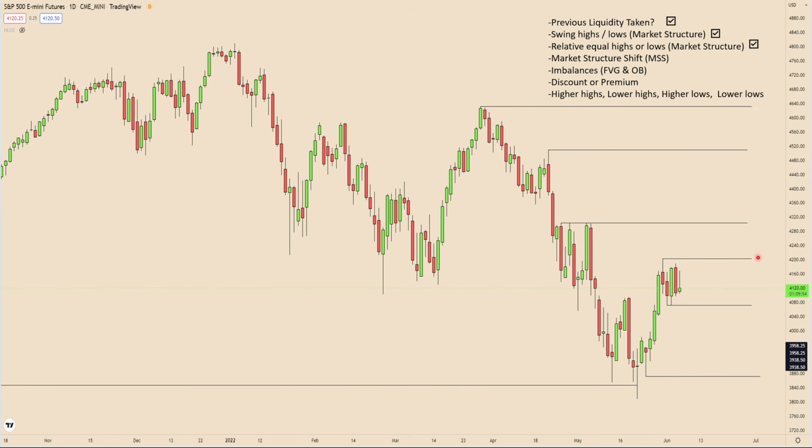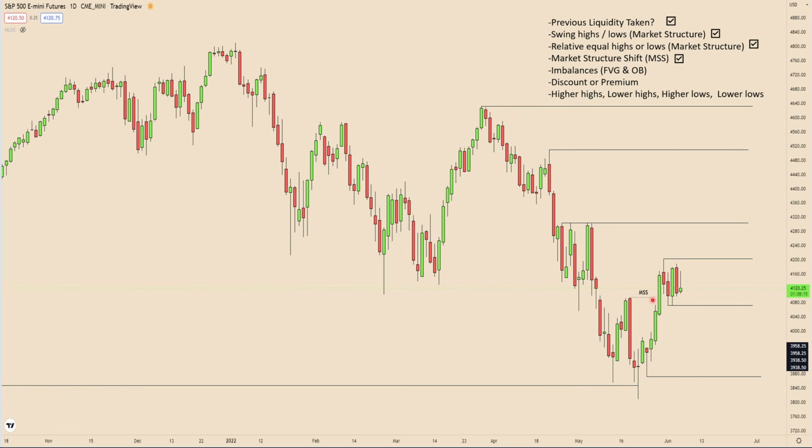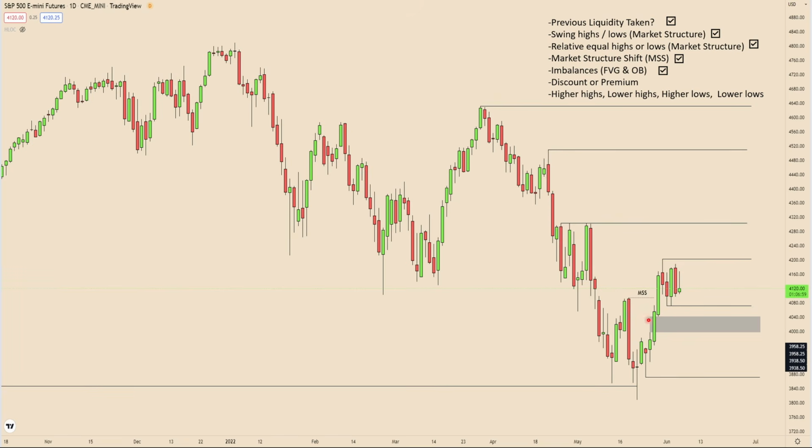After that, I look for market structure shifts and imbalances. This will show me a change in trend. We have a short-term high put in right here. It breaks it with displacement, and then an imbalance, fair value gap put right there.